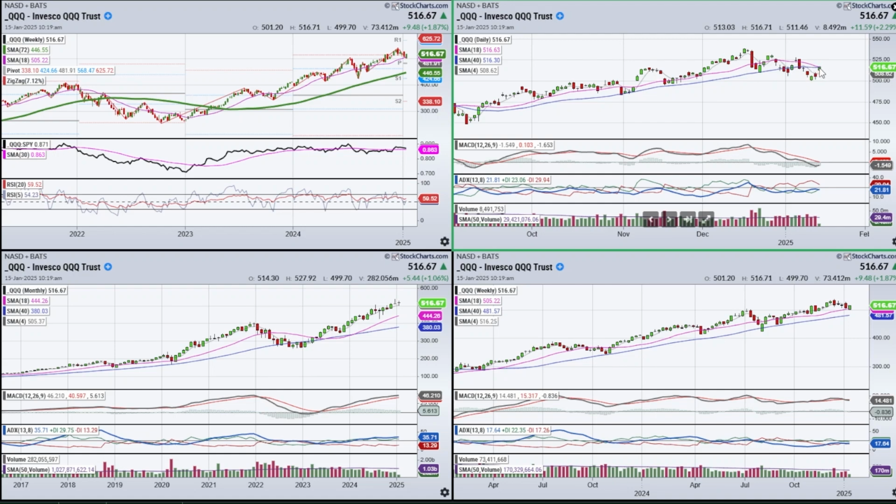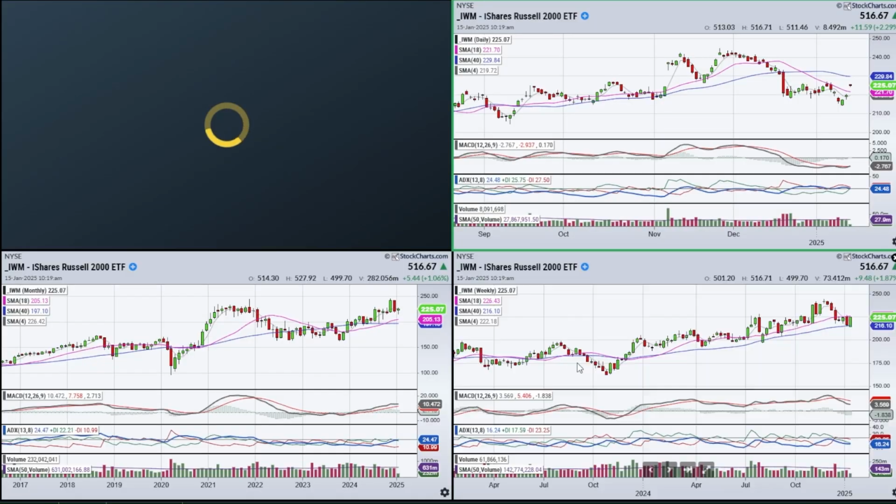If we fail right here and start to turn down, especially with the news that we got this morning on a tame inflation number, I would start to get a little bit more concerned that we're going to head our way down and do a deeper correction. All right, so something to keep an eye on.